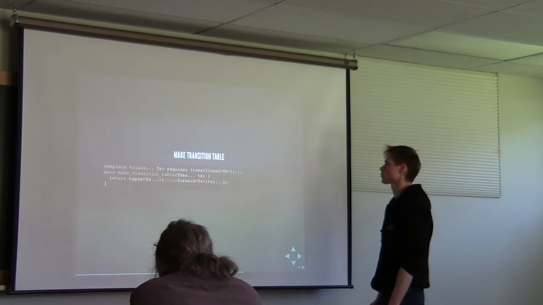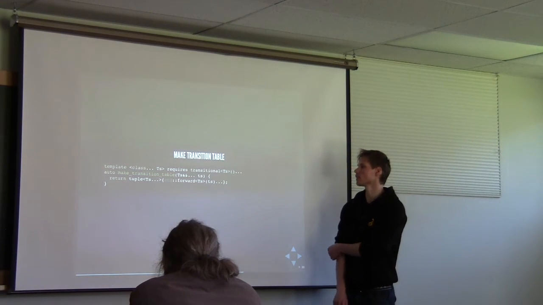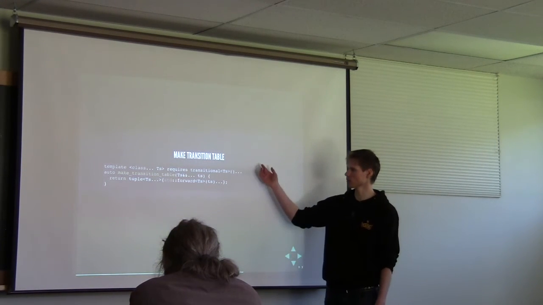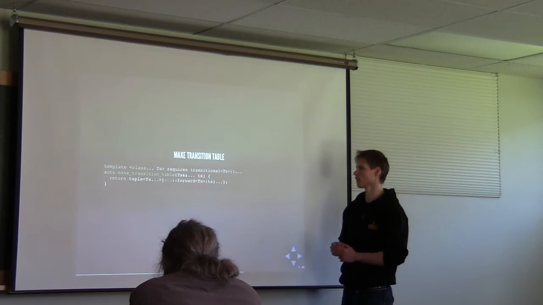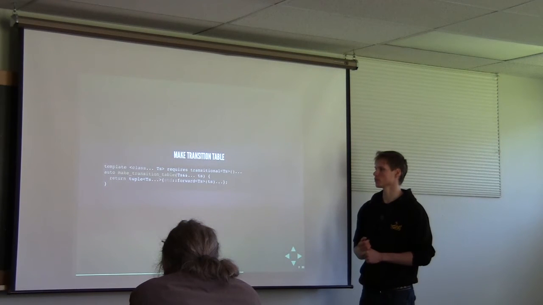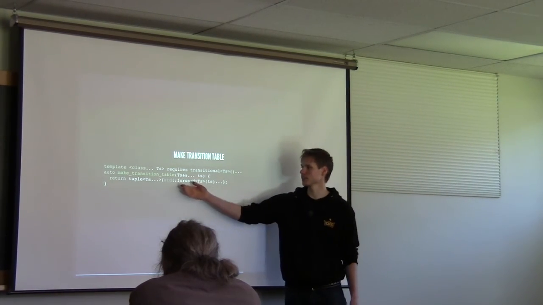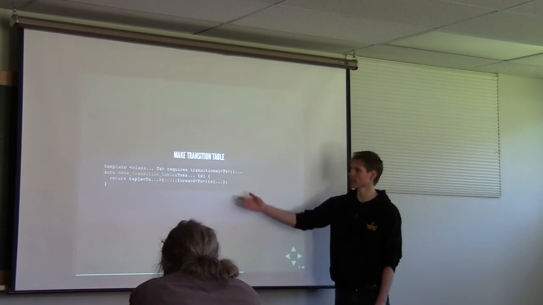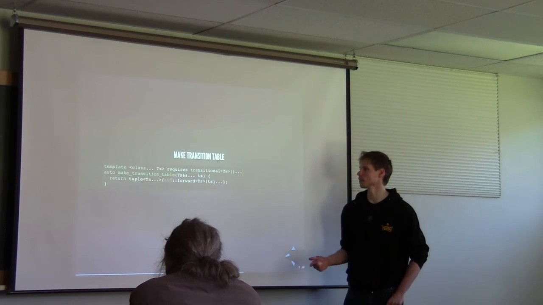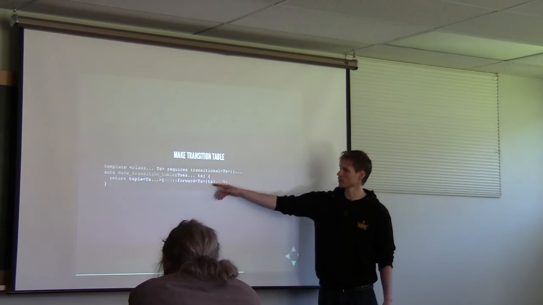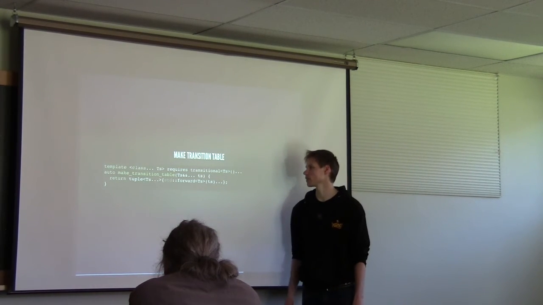To bring it all together, we have the make transition table method. Here we have a concept for the transitions, because transitions obviously have to meet some requirements in order to be used by the MSM. And we just return the tuple out of them, because they will be the types which I want. The front end will give us the transition source state, destination state, guard, action, and a list of them. And we'll just create the tuple of those.